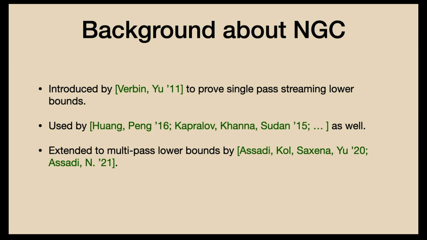Okay. But one thing is all of these works actually only look at NGC in an adversarial setting. What we're going to do is look at it in a random order stream and see what happens there. Okay. Fine. So yeah, in a random order stream, that's what we're going to look at. Let's see what happens. You have this graph. You should think of this as an instance of NGC. It doesn't look like it, I know.